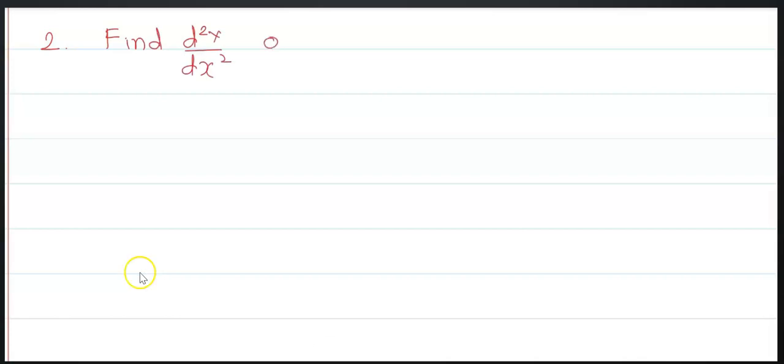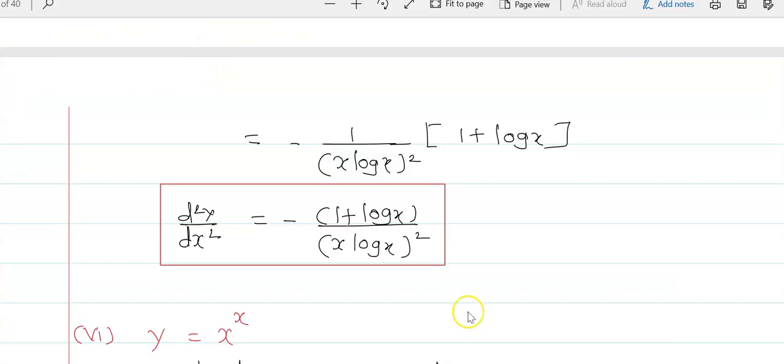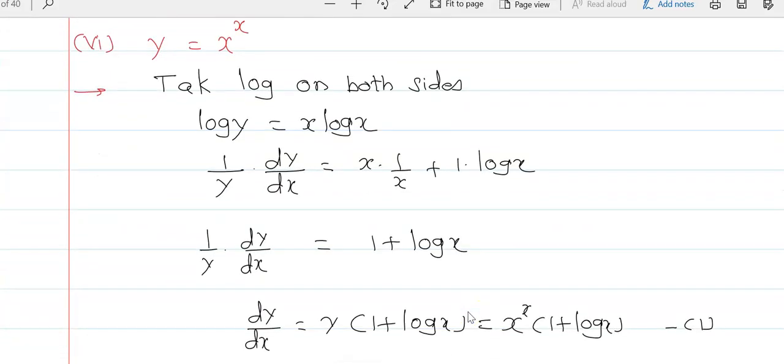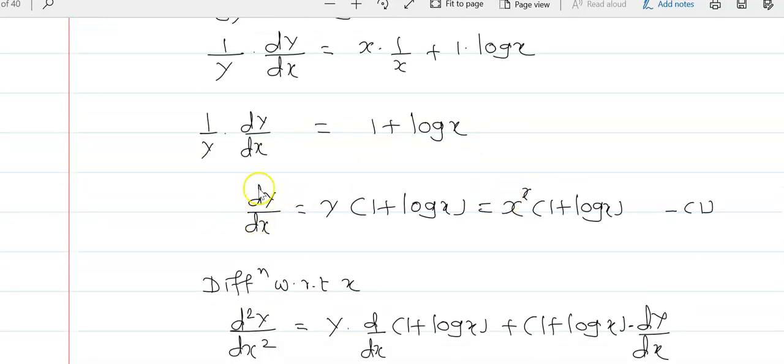Now the second question, number 2. Also see this. If you want to write it down on the board, y is x raised to x. Take log on both sides. Log of y is equal to x log x. 1 upon y into dy by dx is equal to x into the derivative of log of x, 1 into log of x. Dy by dx is equal to y in bracket 1 plus log x. Y is x raised to x.